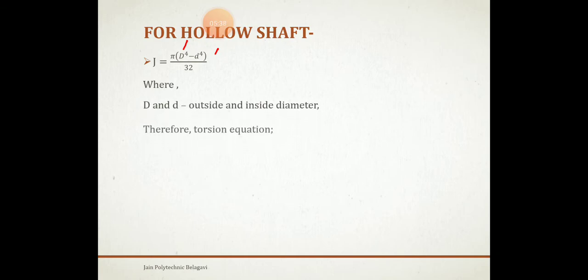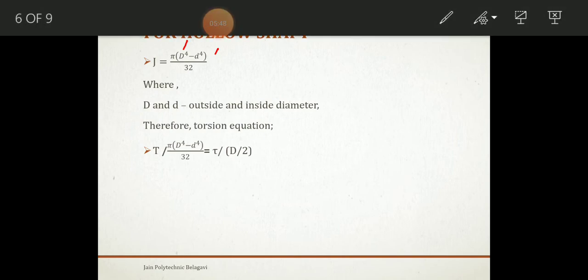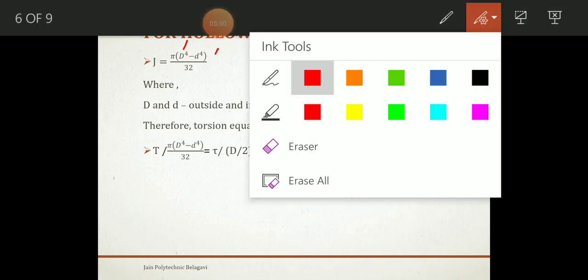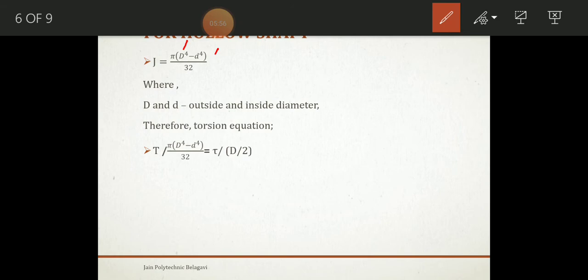Fine. Now, therefore, we substitute the value of J in our original torsional equation. So, T by J, where the value of J is this, equal to tau divided by R, where R is equal to D by 2, where D is nothing but the outside diameter of the shaft.